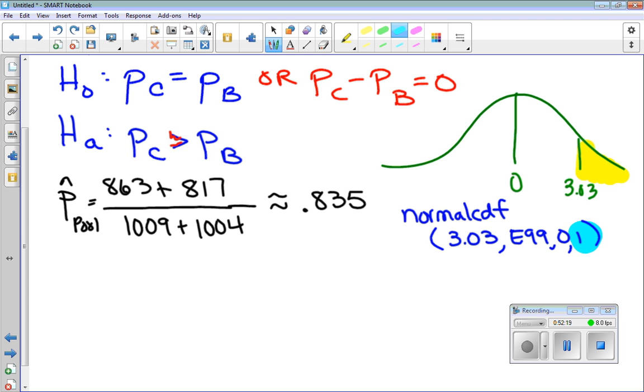Anyway, your p-value was pretty close to 0. And some people wrote equals 0. Please use a wavy equals, okay? I know your calculator said 0 in some cases, but it's approximately equal to 0, approximately 0.